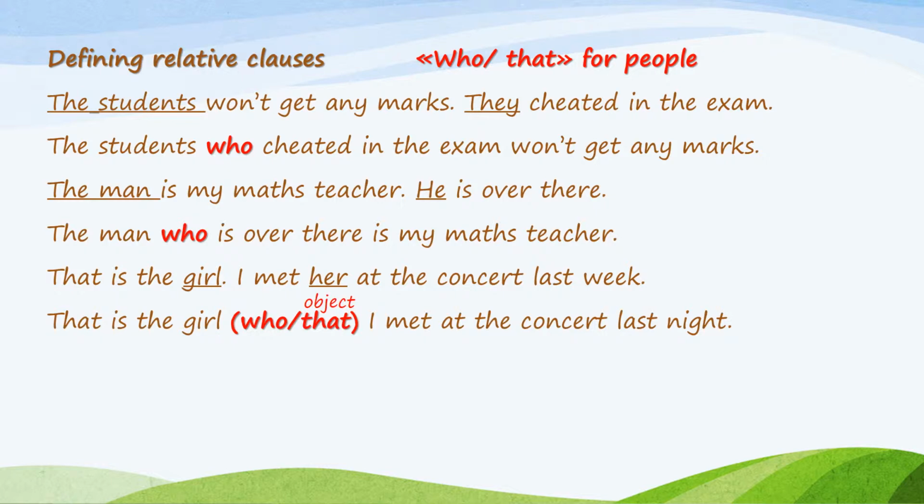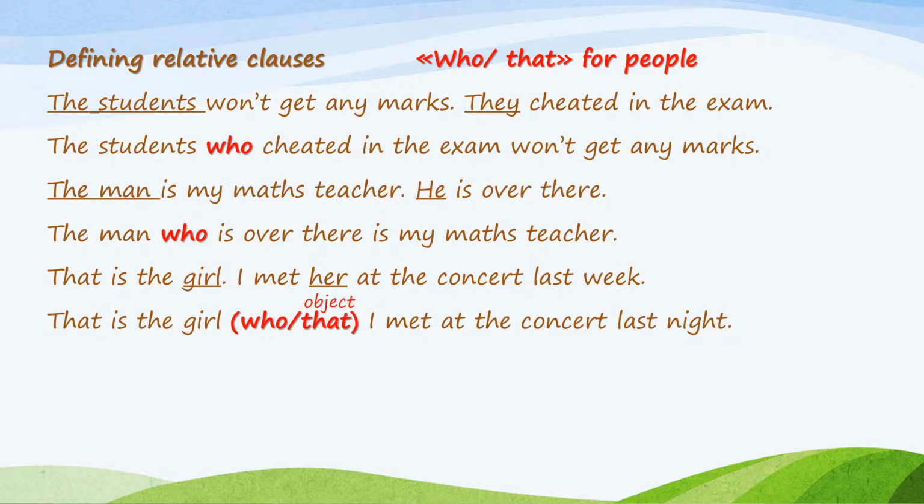The man is my maths teacher. He's over there. Again, the second sentence gives us necessary information to understand which man we are talking about. The man who is over there is my maths teacher.